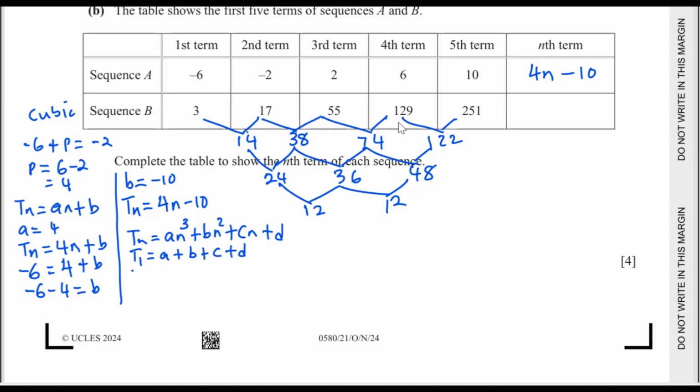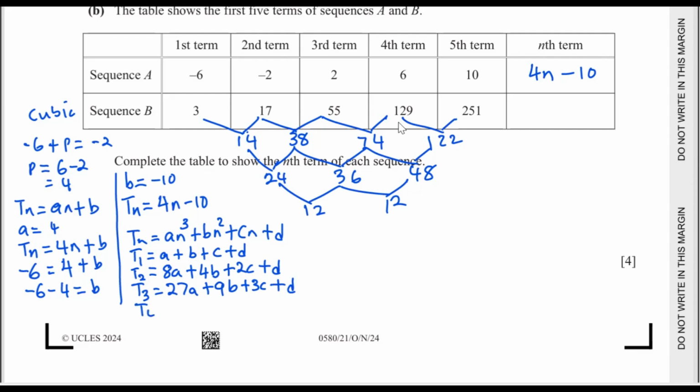When n is 2, from that formula, we are going to have 2 cubed, which gives us 8. That's 8a. 2 squared is going to give us 4. We have 4b. Then 2c, and then we are going to have d. And then let's look at when n is 3. That is going to give us 27a. 3 squared is 9. So I have 9b plus 3c plus d.